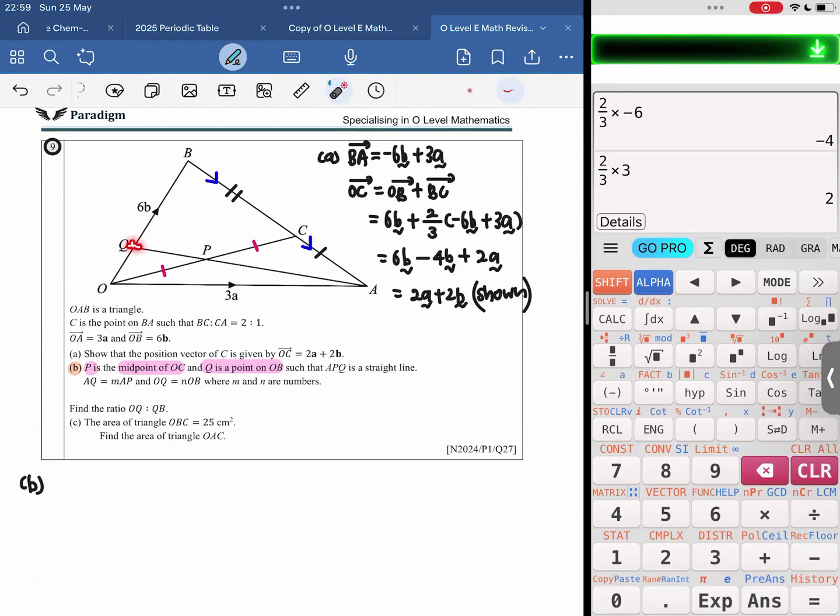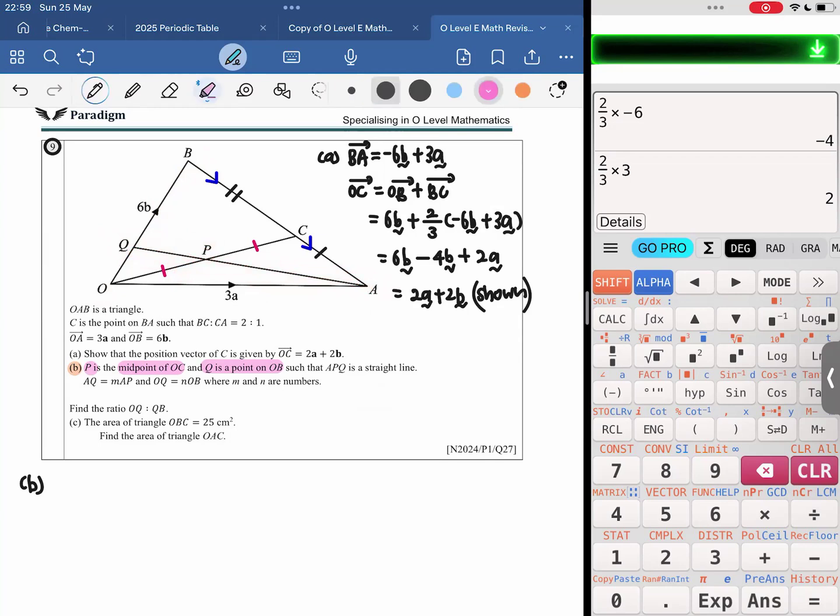Q is a point on OB such that APQ is a straight line. So they are collinear, and we can also use scalars. You can understand that AP will be a scalar of AQ, and PQ will be a scalar of AP, in the same direction.